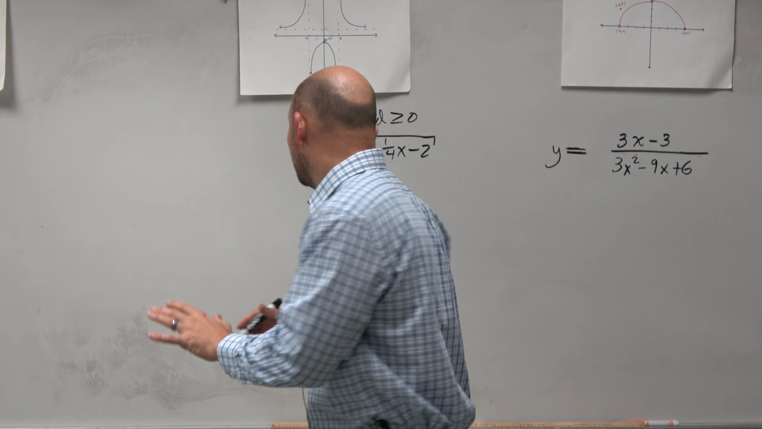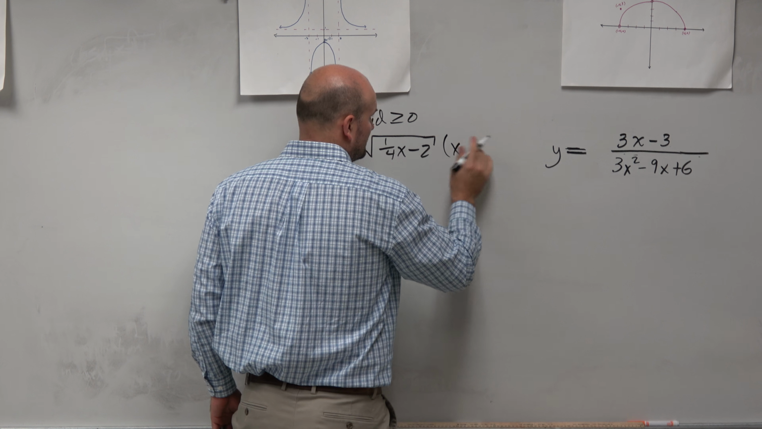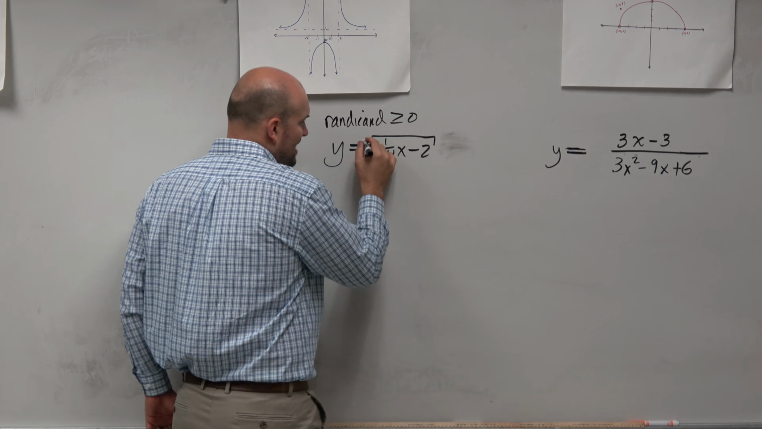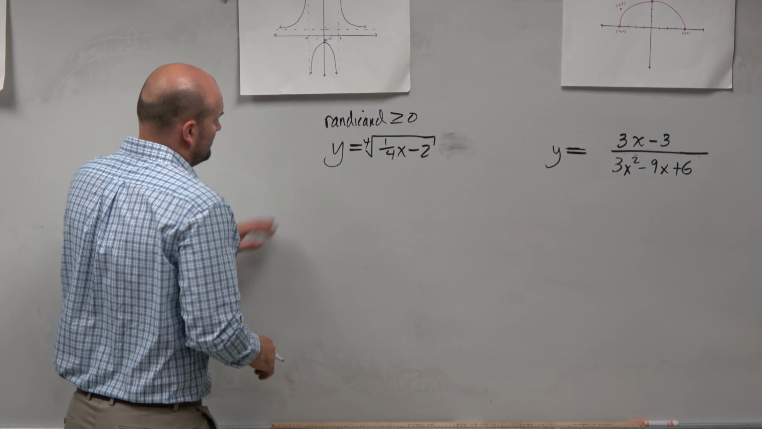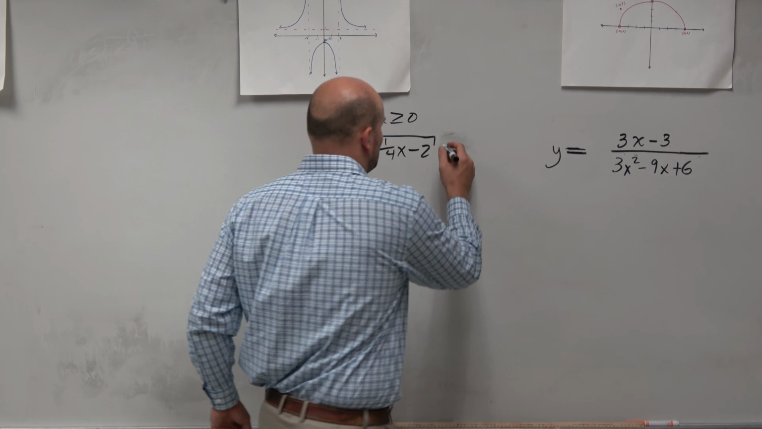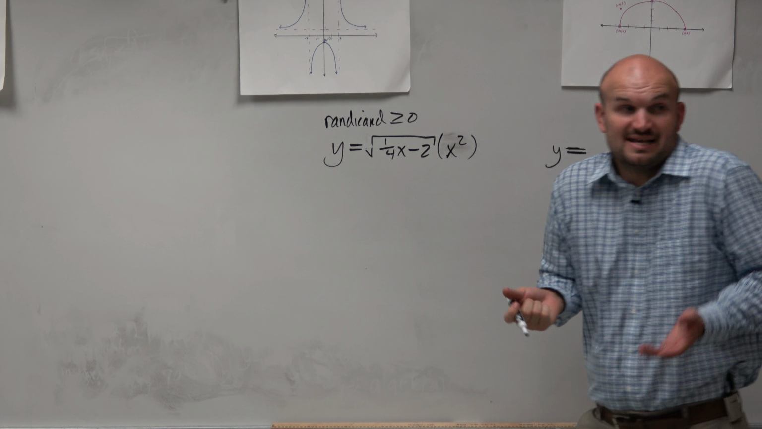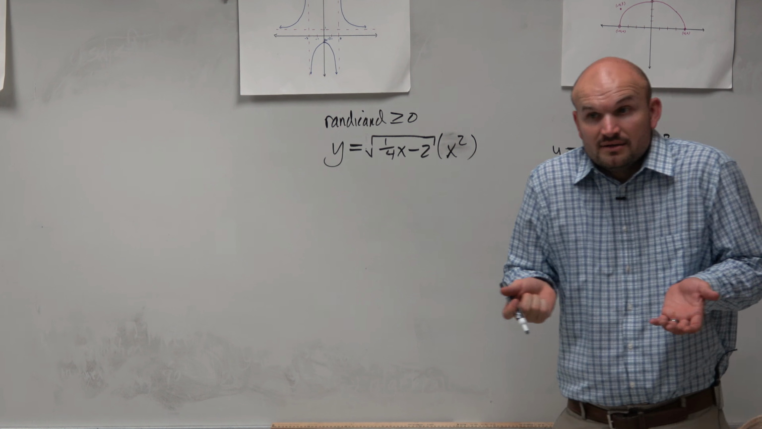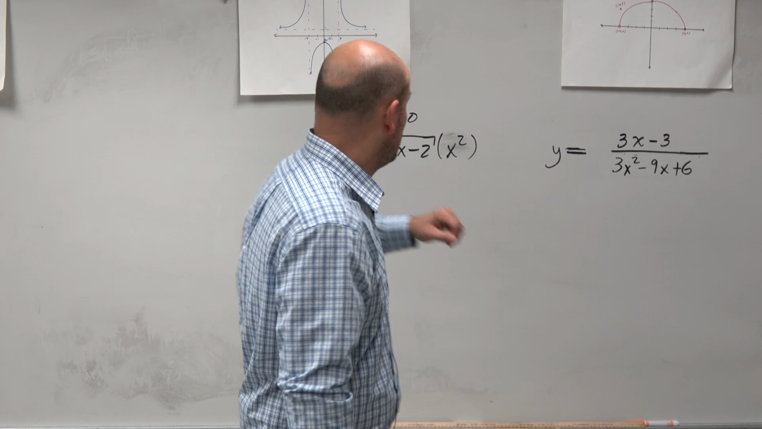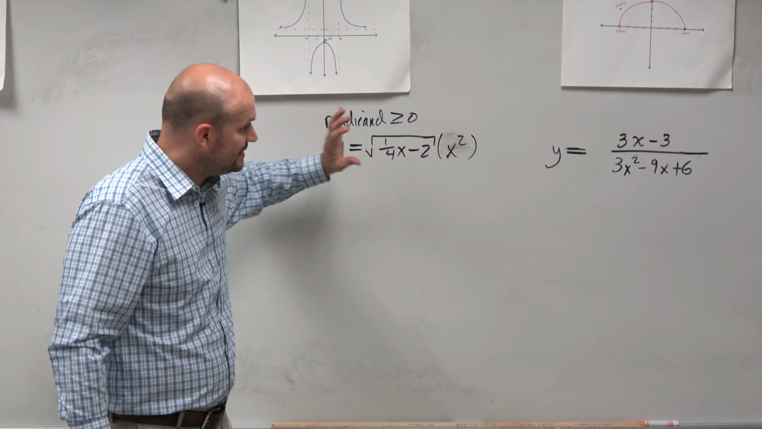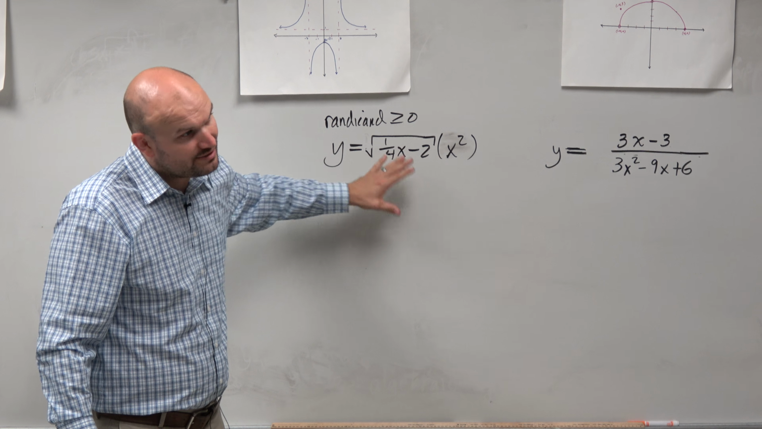It doesn't matter if there's a number outside, or at least for right now. It doesn't matter if there's a number outside of the radical, not the fourth root. But if you multiply this by something else, like for instance, if I multiply this by x squared, is x squared a continuous function? Yes, so it's not affecting my domain, right? It doesn't matter if I'm multiplying this by any number outside. Only thing we're concerned about is what is under the radical, at least for right now. That's all we're concerned about.